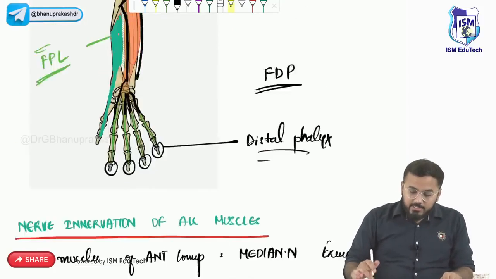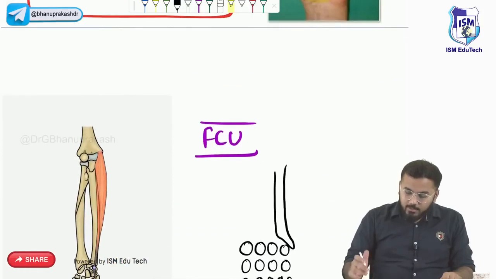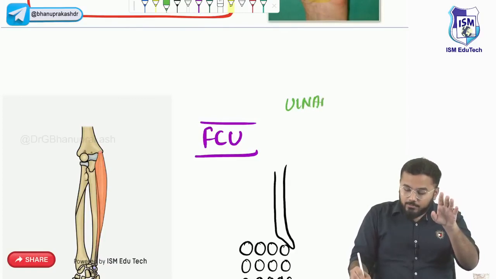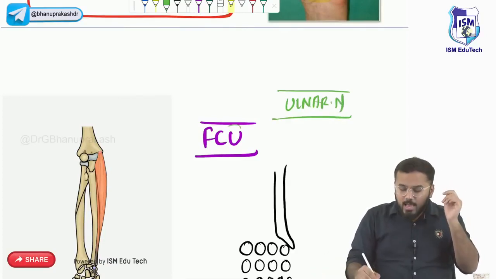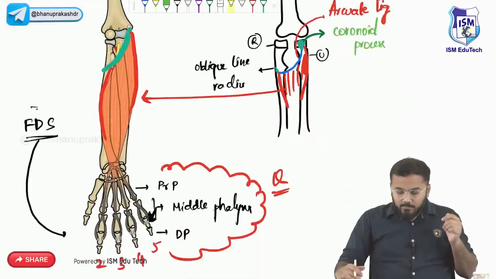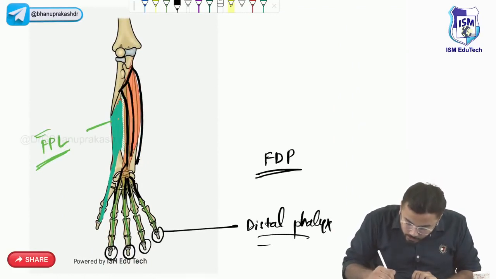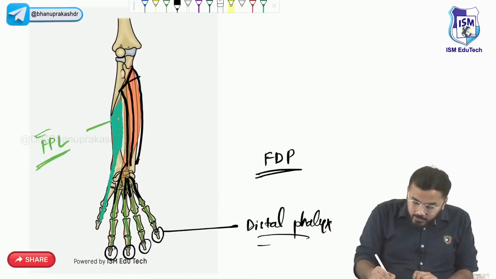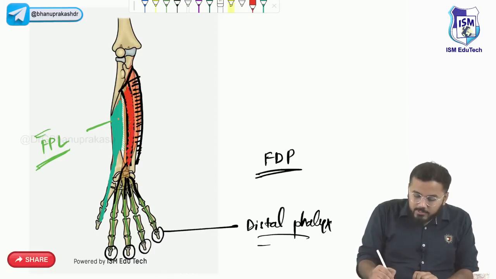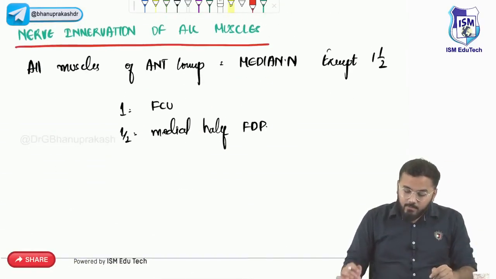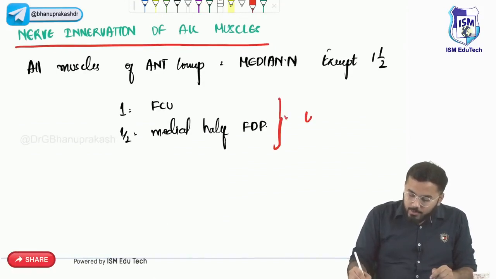So we have discussed flexor carpi ulnaris, right? It is not supplied by median nerve. It is supplied by ulnar nerve. How to remember? Ulnaris, ulnar nerve. Next, flexor digitorum profundus. If you divide this flexor digitorum profundus into two halves, look here, this is the lateral half and this is the medial half. The medial half is supplied by ulnar nerve, the lateral half is as usual supplied by median nerve. So that is 1.5, both of them supplied by ulnar nerve.